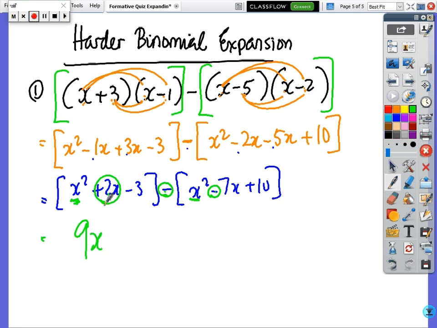I'll go through that again. 2x minus a minus, so we've got minus and minus is a plus, so we end up with 2x plus 7x is 9x. Minus 3 minus 10. Minus 3 minus 10 is minus 7. And that's your final answer.